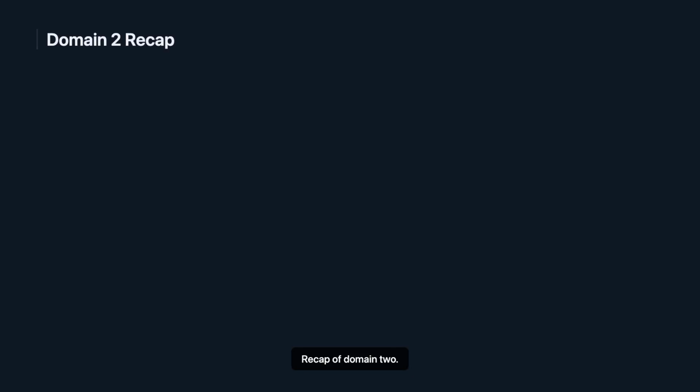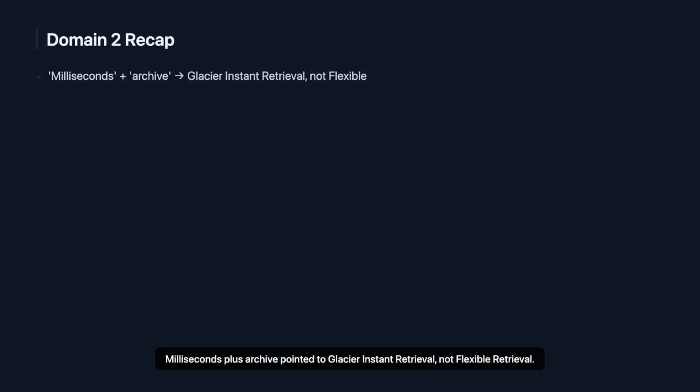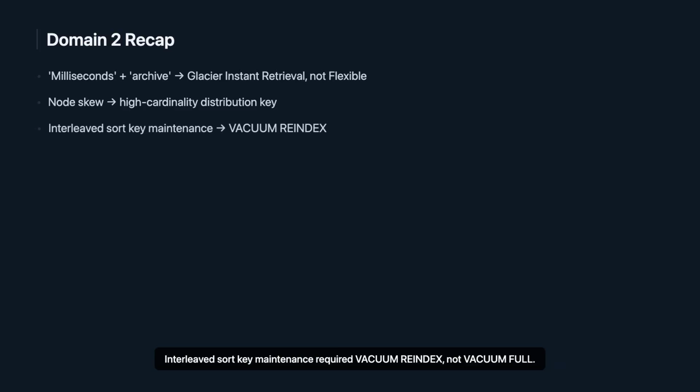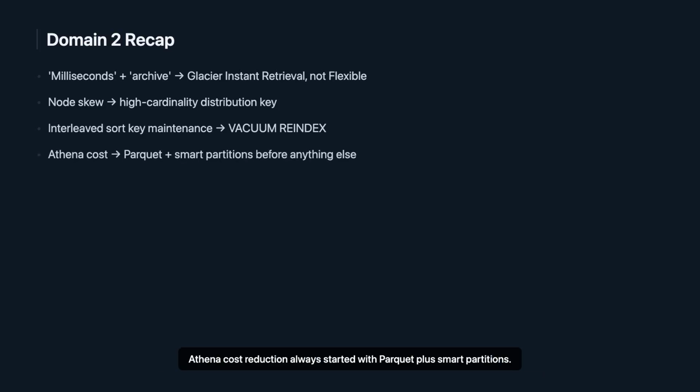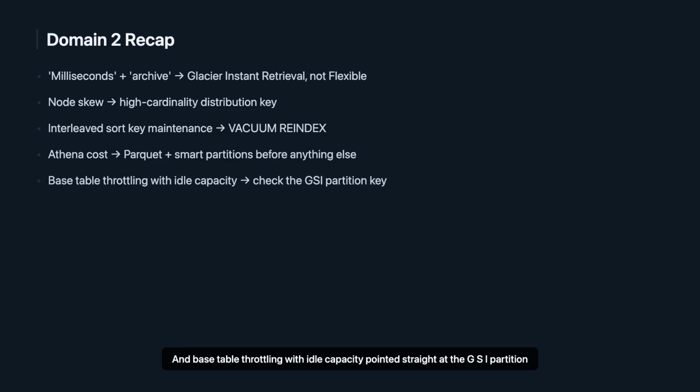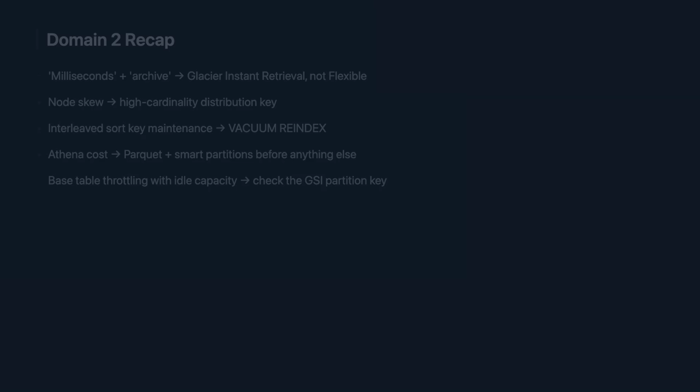Recap of Domain 2. Milliseconds plus archive pointed to Glacier Instant Retrieval, not flexible retrieval. Node skew on a Redshift cluster pointed to switching to a high cardinality distribution key. Interleaved sort key maintenance required vacuum reindex, not vacuum full. Athena cost reduction always started with Parquet plus smart partitions. Base table throttling with idle capacity pointed straight at the GSI partition key. Same skill every time. Read the qualifier, eliminate the imposters, choose the survivor.